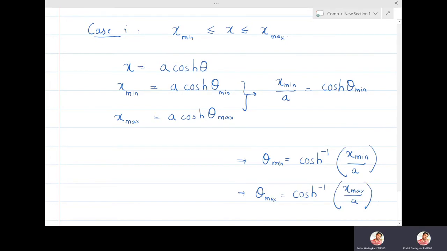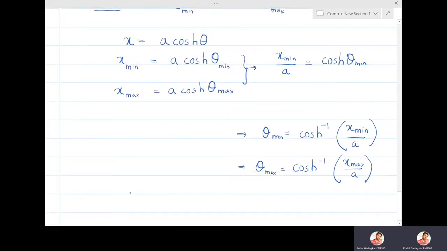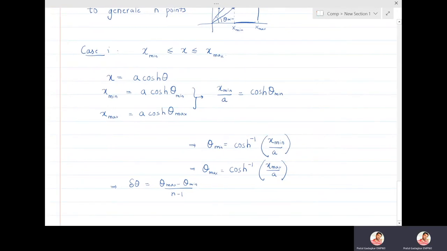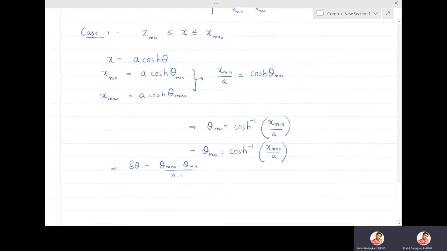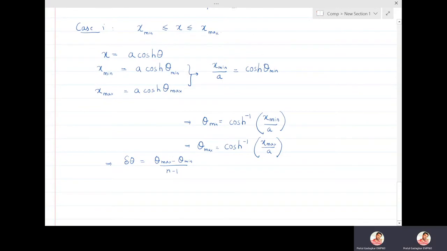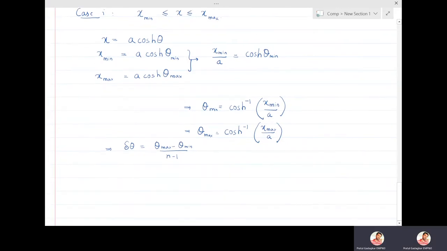Okay, so these are the values of theta min and theta max, and therefore I will get the value of delta theta, which I am supposed to put in the matrix. What is the value of delta theta? Theta max minus theta min divided by n minus 1. This was the first case, when the values of x are given to us, that is, x min and x max are given to us. Now, for the second case, what will be the possibility?